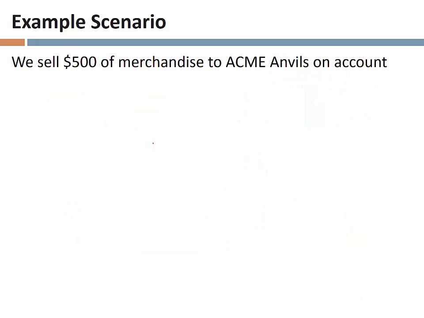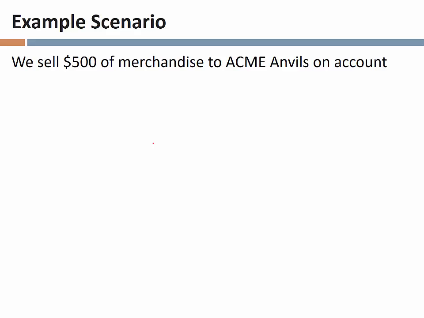Okay, so another scenario. We sell $500 of merchandise to Acme Anvils on account. So they're not giving me a check. They're not handing me dollar bills. They're telling us, bill us for this and we'll pay you. Okay? We'll do that. What are the transactions here?